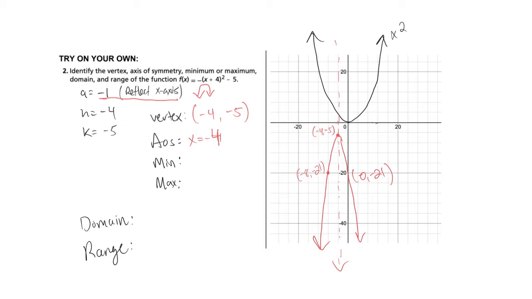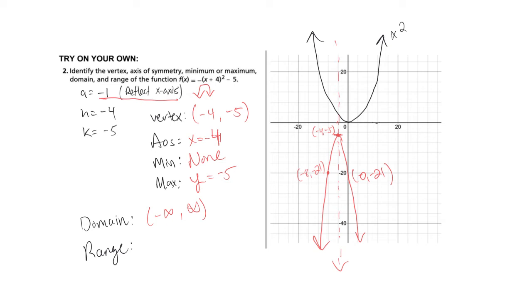Our minimum, we don't have one because it goes all the way down to negative infinity. Our max value for y is negative 5, that's where the vertex is. And then our domain goes from negative infinity to infinity. You'll notice on these functions, almost every time the domain is going to be negative infinity to infinity because you can have every x value on them. The range is what changes. This one starts at negative 5 and then goes down all the way to negative infinity.